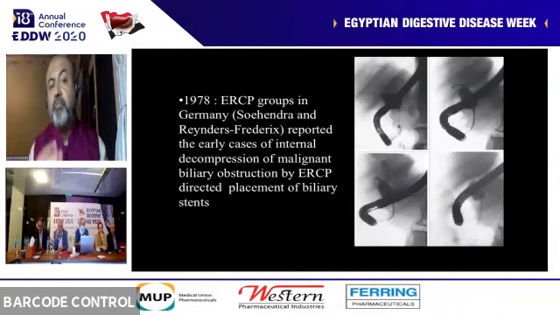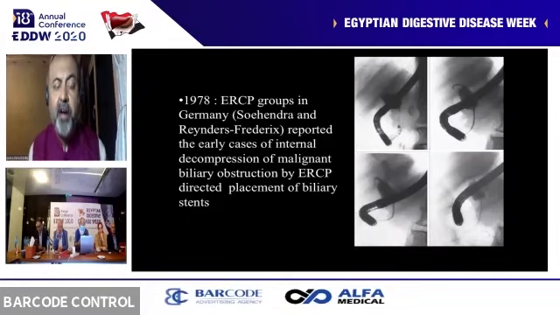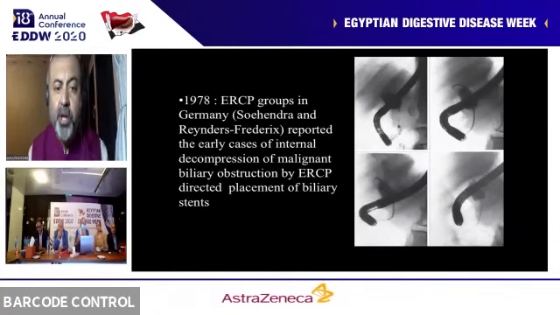The major breakthroughs came by Professor Kawai and Classen with ERCP sphincterotomy in 74, 75. And then, of course, in 78, Professor Nib Sohendra, the first man to put a stent in the bile duct, changed the way we manage biliary obstruction.